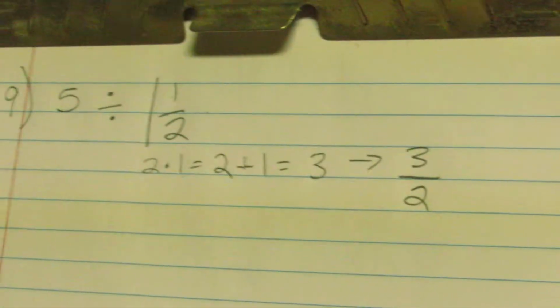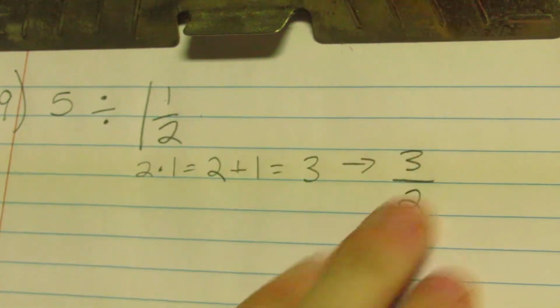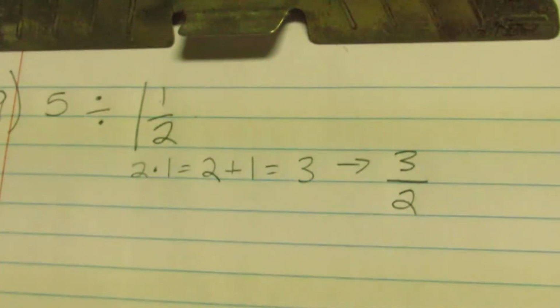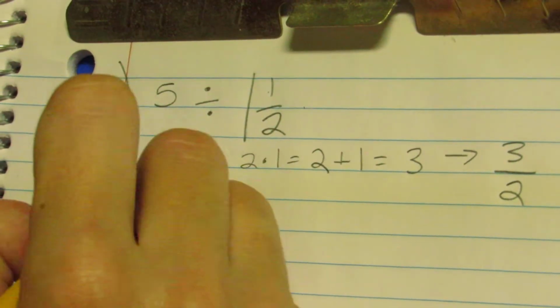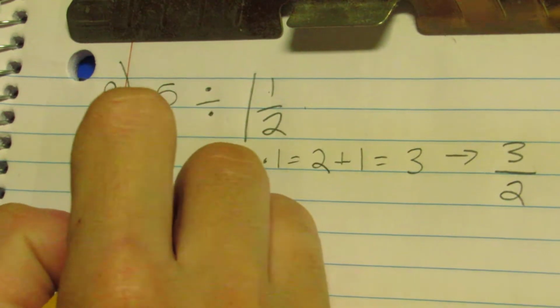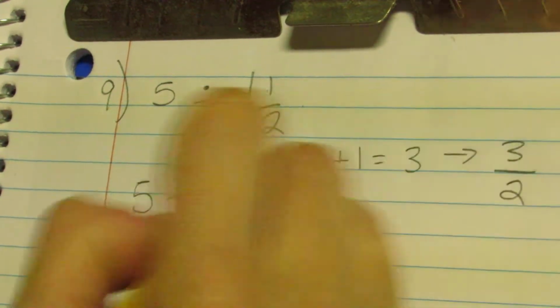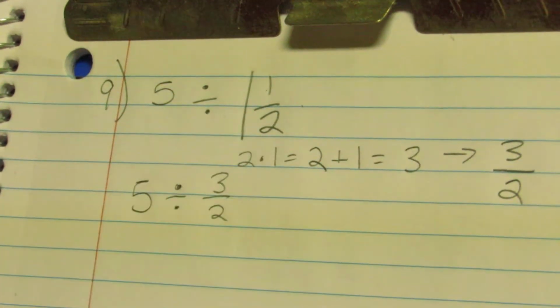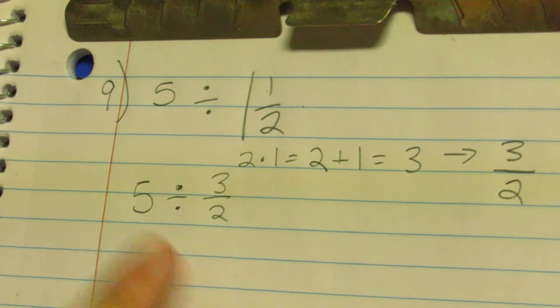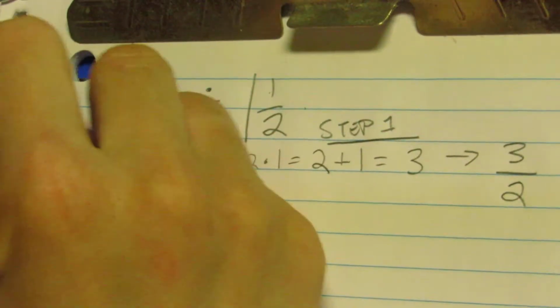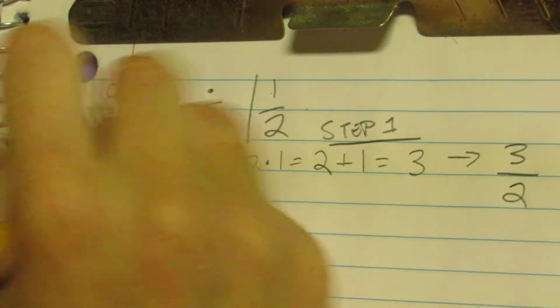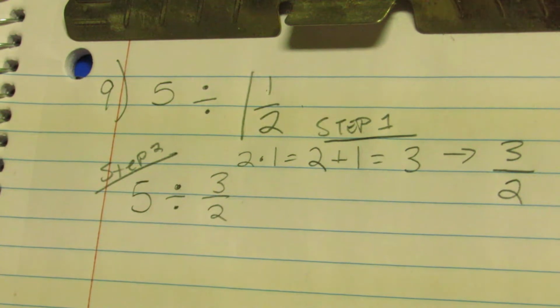3 over 2. So I'm going to take that and I'm just going to write that over here, right? Because I want it to be neat. So 3 over 2. So I'm going to take my 5. I'm going to bring down my division sign. And I'm going to take 3 over 2, right? Now, have I just done step 2? Yes, I did. So this was step 1. This was step 2. Now, step 3. I kind of wrote it over step 3, but that's okay.